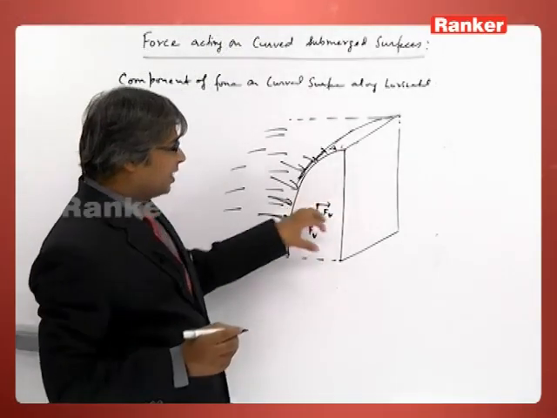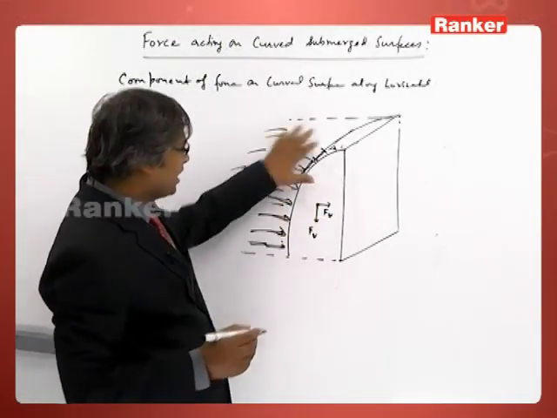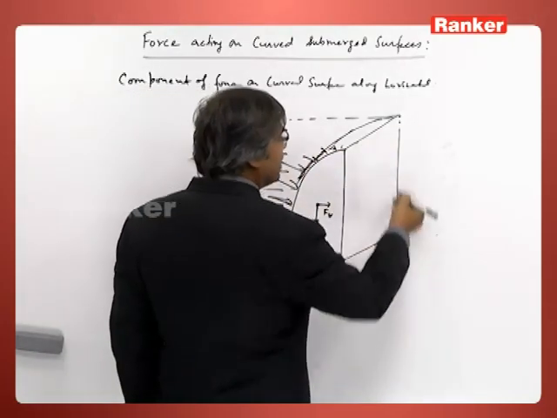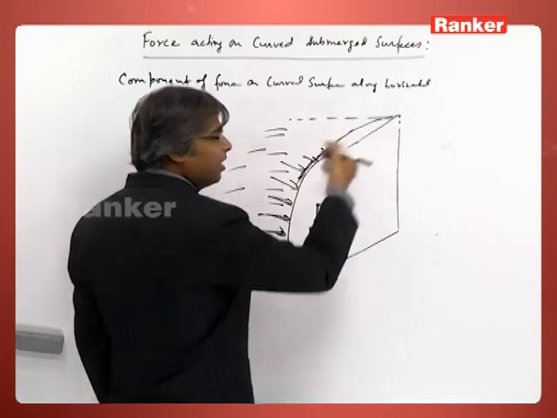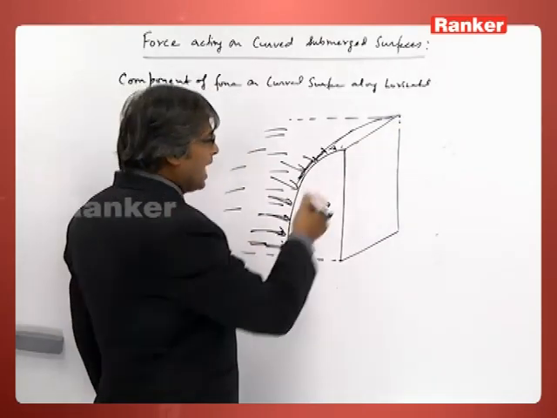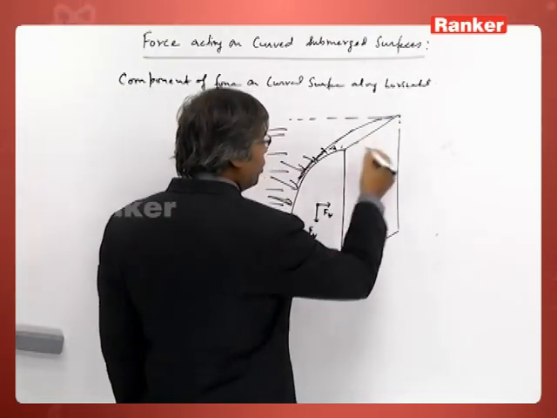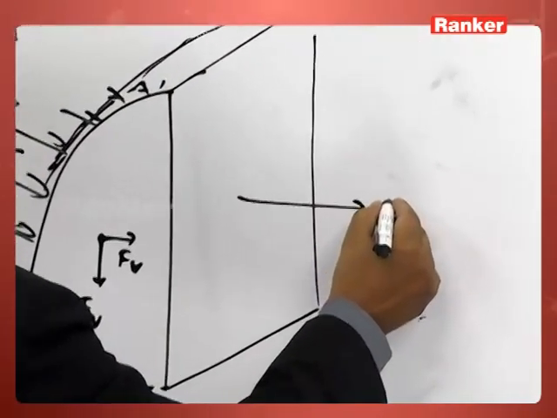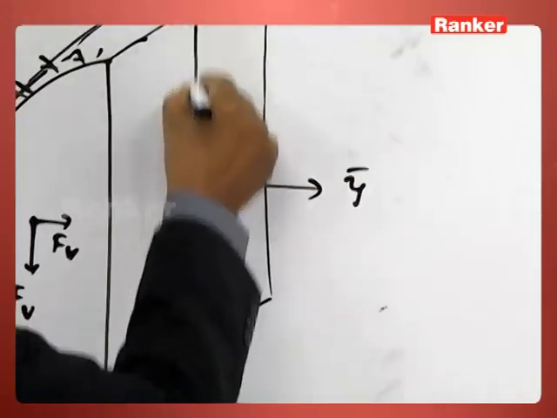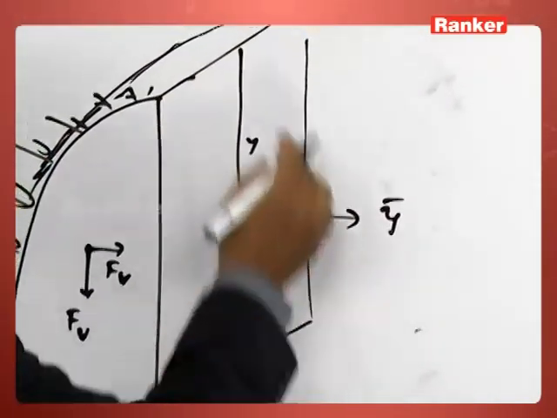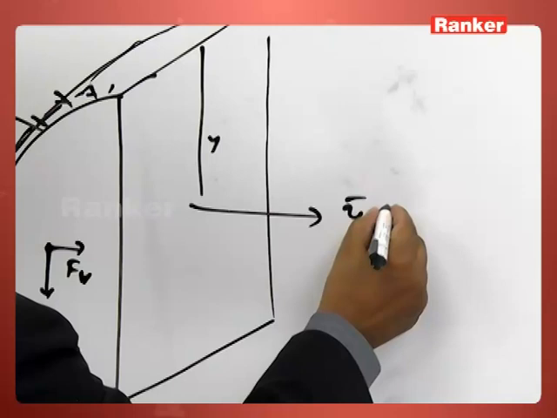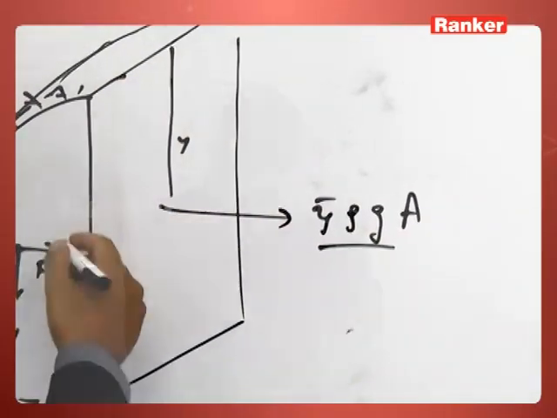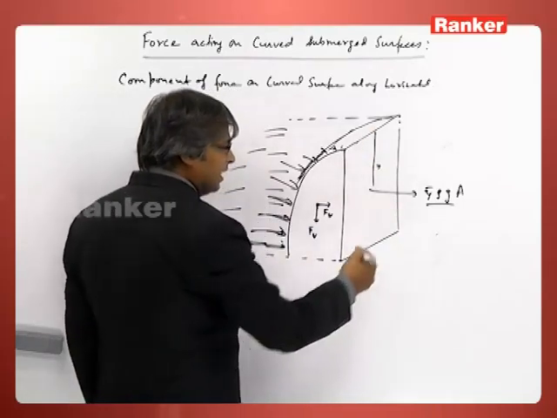So what the theory tells, the horizontal force on this curved surface area is the total force acting on the projection of the area. And how to calculate? So the total force on this projected area is, that is y bar. Suppose this is the center of mass of this projected area, y bar rho g into this area. So this area A, that is the projection area A.